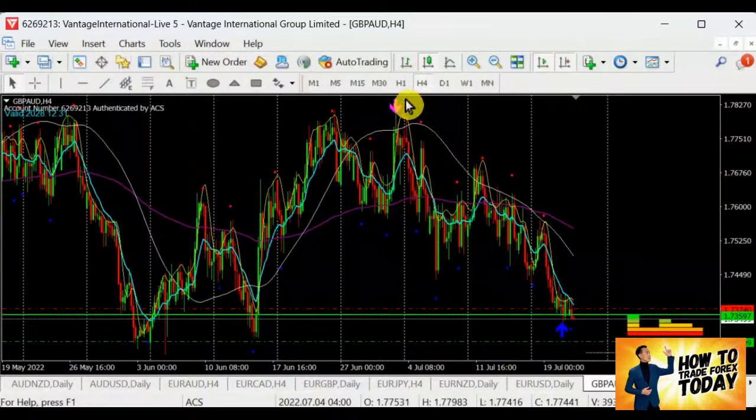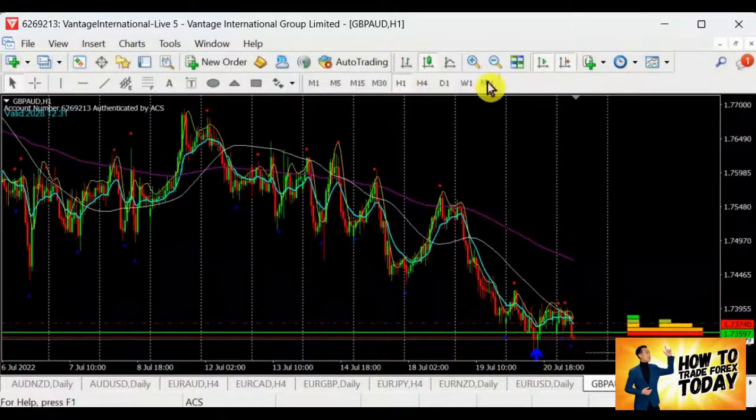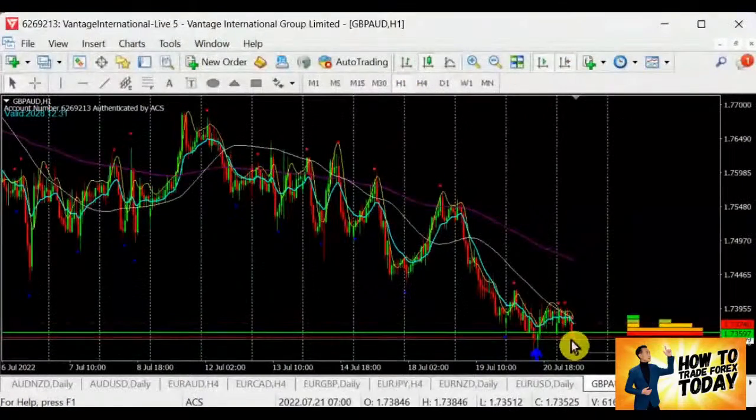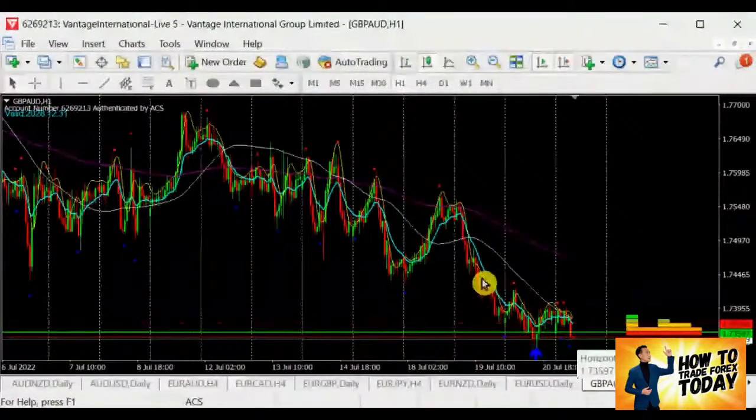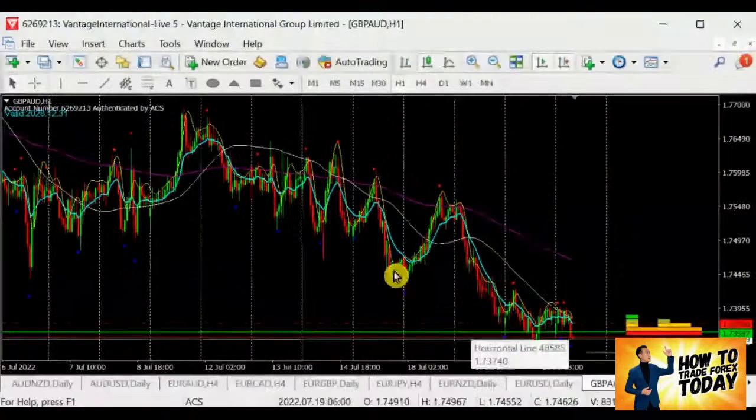So just look out for a new cycle in H1. Let's wait for the retracement up again, then a new cycle comes, we will start selling.